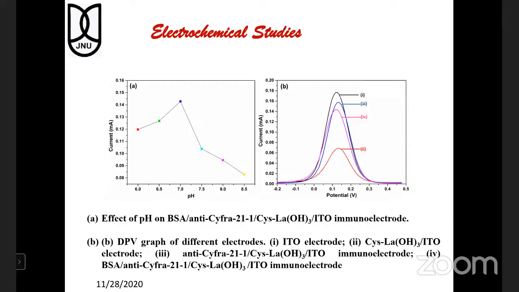You know that molecules change their orientation and their functional group charge as the pH changes. So we have to study at which pH this electrode shows the highest response, the highest current value. You can see that we have taken different pH values, from 6 to 8.5, and the maximum current value is obtained at around pH 7. So we selected pH 7 for further electrochemical studies.